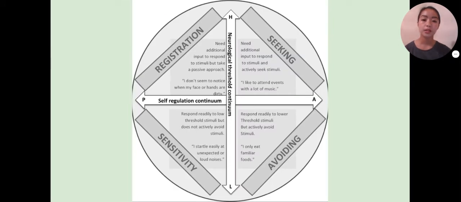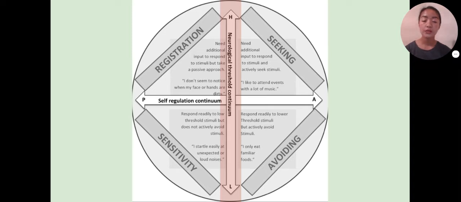While every child processes sensations differently, there are 4 common patterns. These patterns are recognized as Winnie Dunn's model of sensory processing, and Winnie Dunn is another occupational therapist and expert in sensory processing. According to Winnie Dunn, sensory processing occurs through the interaction between a child's neurological threshold and their behavioral responses.